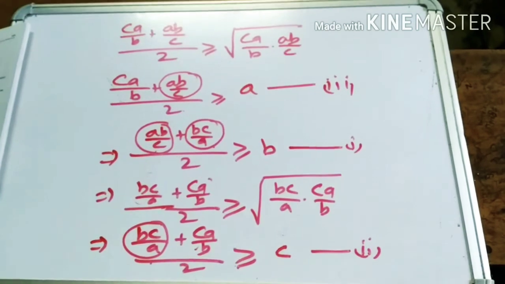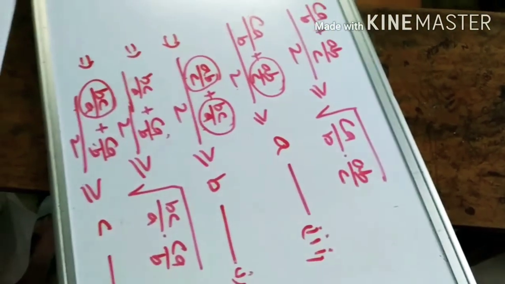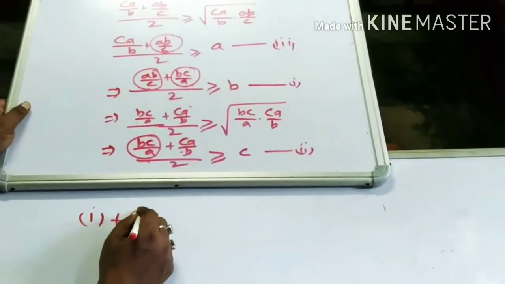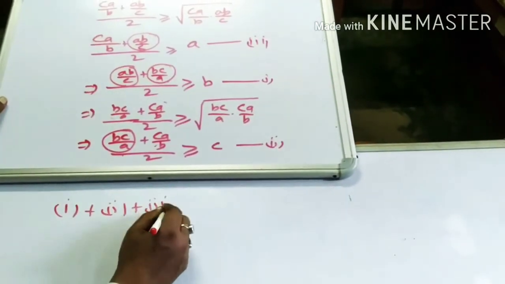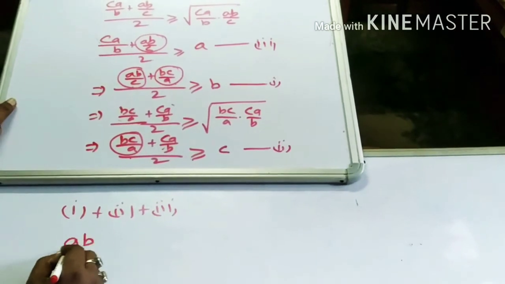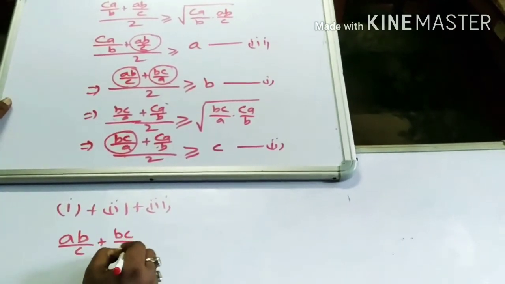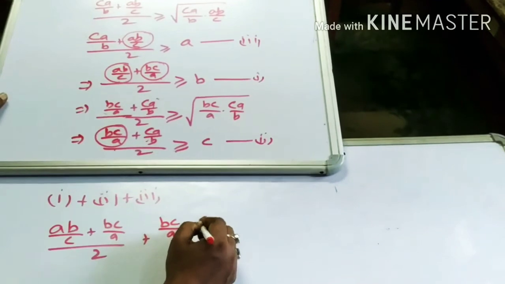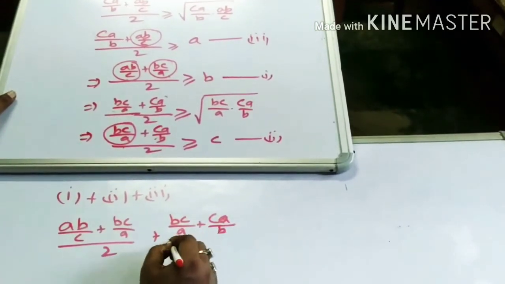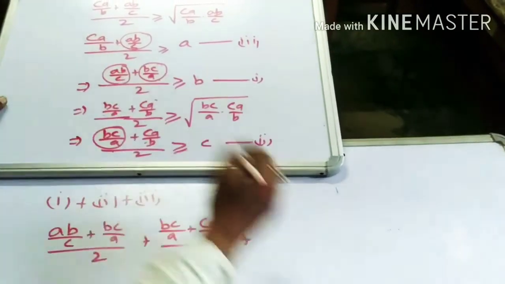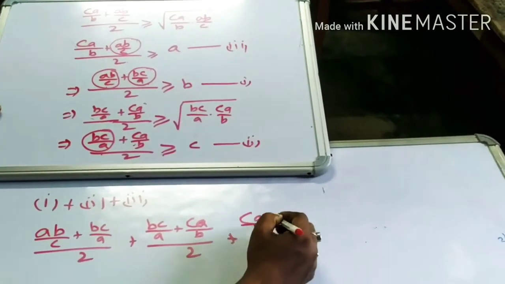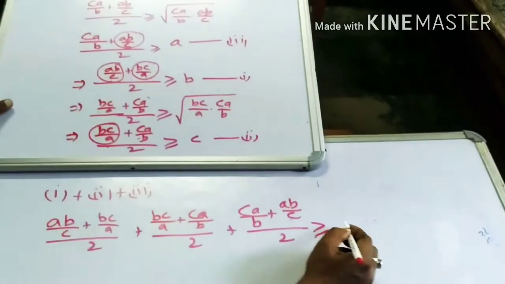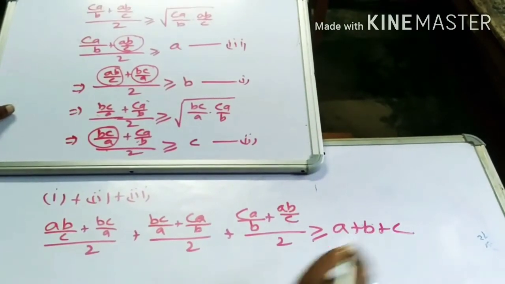So what we are going to get, I'm going to write this line because it will give us a problem. Adding 1, 2 and 3: (AB/C + BC/A)/2 + (BC/A + CA/B)/2 + (CA/B + AB/C)/2 is greater than or equal to A + B + C.